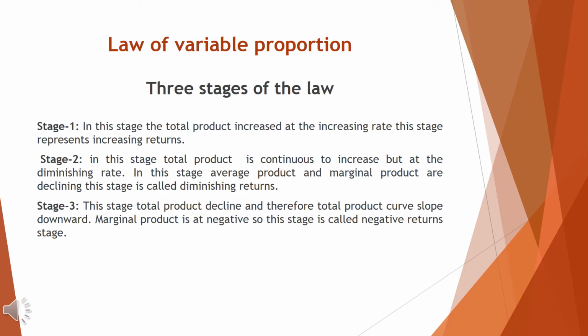Three stages of the law. In the first stage, the total product increases at an increasing rate. This stage represents increasing return. In the second stage, the total product continues to increase but at the diminishing rate. In this stage, average product and marginal product are declining. This stage is called diminishing return. In the third stage, total product declines and therefore the total product curve slopes downward. The marginal product is negative. So this stage is called negative return stage.